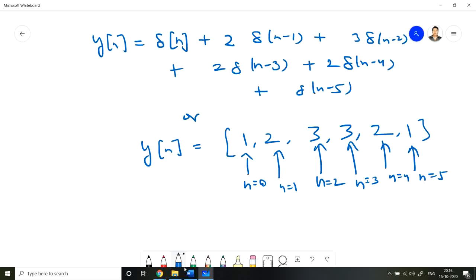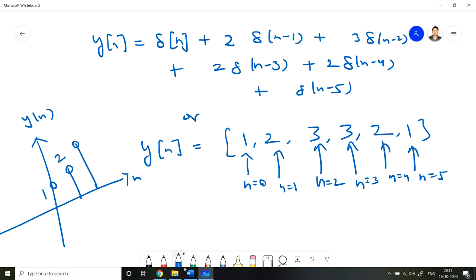So we can plot yn. At n equals 0 the value is 1, for n equals 1 the value is 2, for n equals 2 the value is 3, for n equals 3 the value is 3, at n equals 4 the value is 2, and at n equals 5 the value is 1. So this is yn.